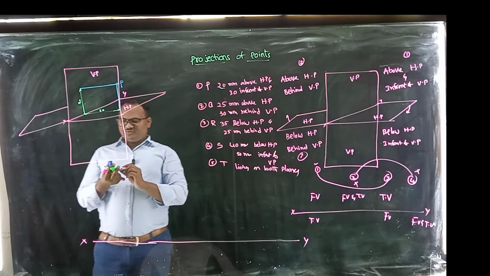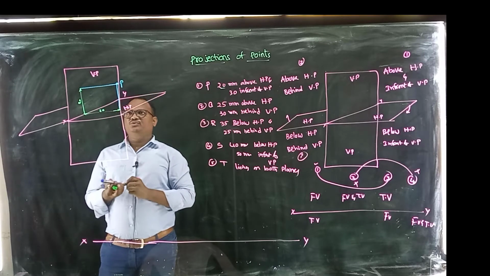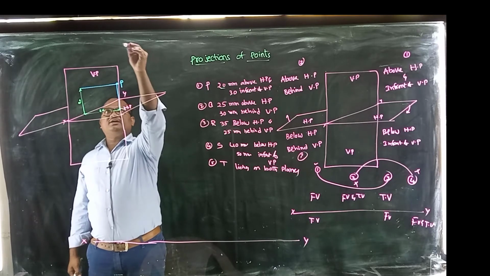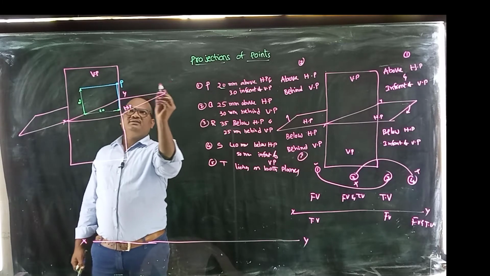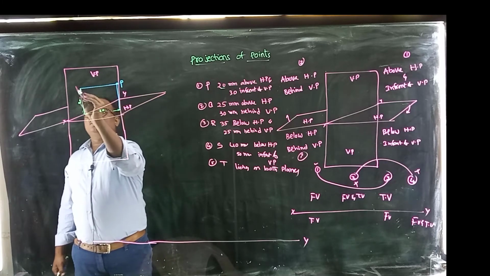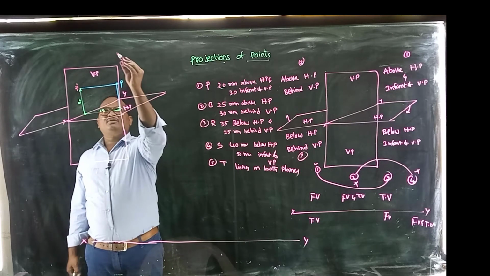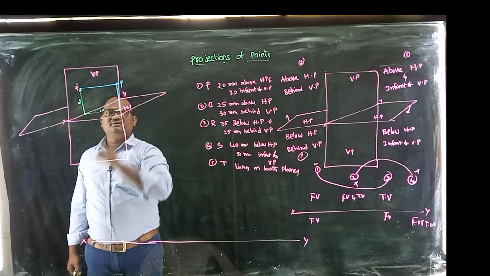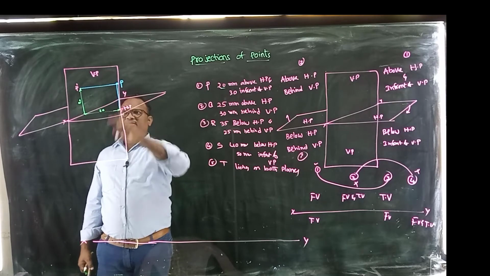If you see from this direction, viewing from the front is nothing but front view. Viewing from the top is nothing but top view. If you view from the front, you will get the front view over here. This is P dash. Always dash indicates front view. The top view you will get here only. So this is the top view, and this is the front view of point capital P.